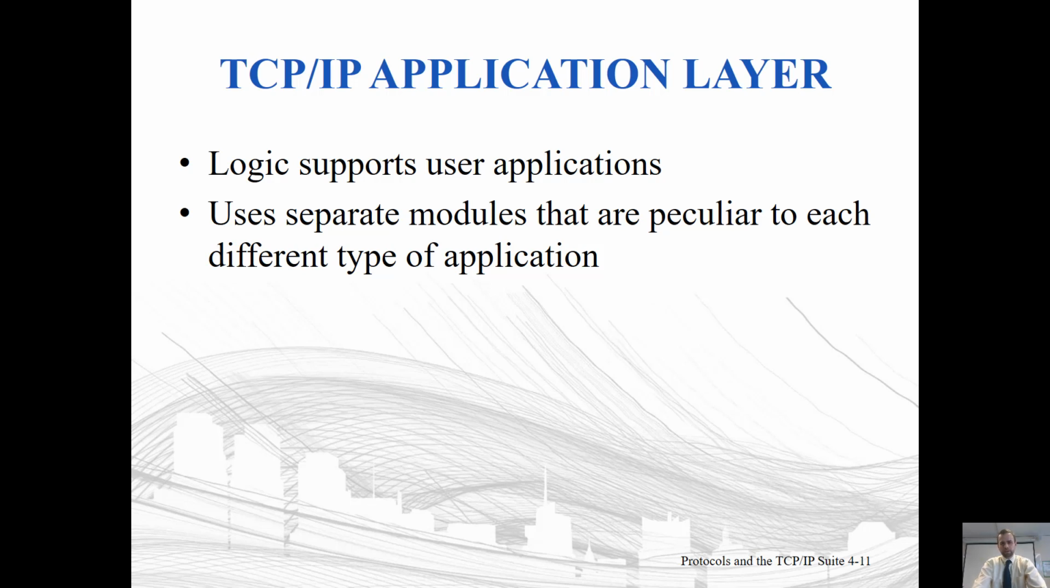Finally, you have the application layer. This is what interfaces with the user. It's the logic that supports user applications, whether it be email or another type of application. Just think apps, right? App is short for application. Really anything you can think of where you have user input or user interfaces is considered an application. It could be Microsoft Word or some sort of text editor, or it could be an IDE, an integrated development environment for coding, or whatever application is running. It uses separate modules that are peculiar to each different type of application.